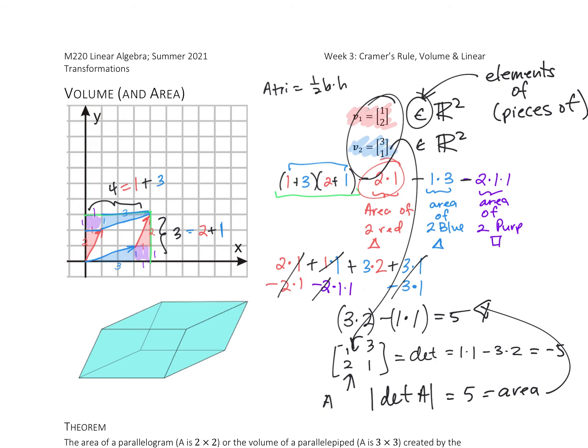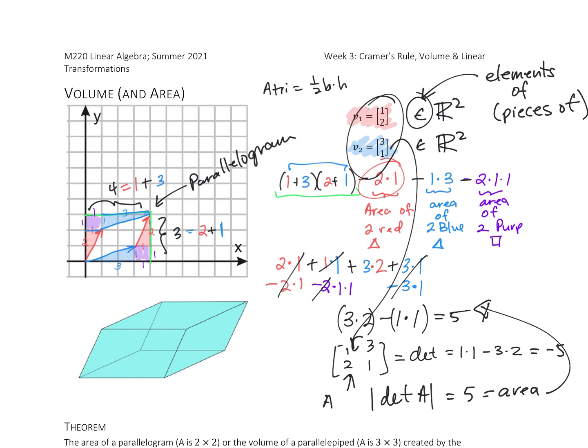So in R2, our vectors create a parallelogram, right? And it turns out if we find the determinant of the matrix that is created by putting our vectors into that matrix, so the vectors become the columns of the matrix, and take the absolute value of it, that is the area of the parallelogram.